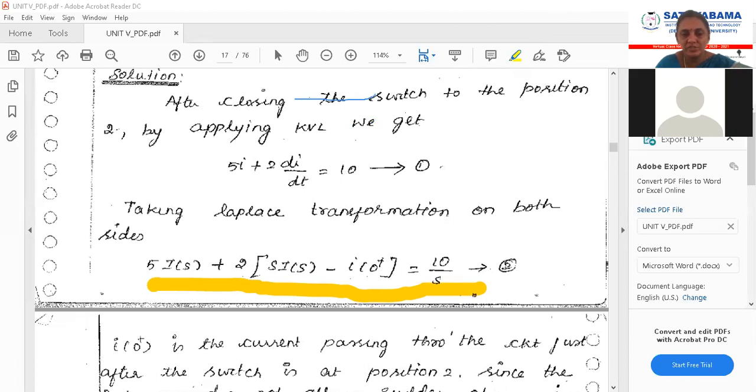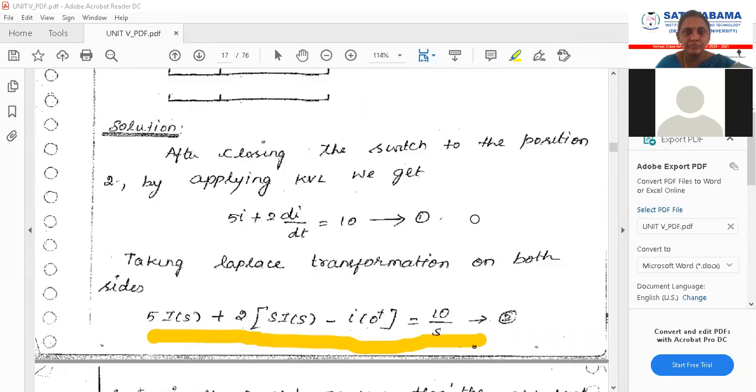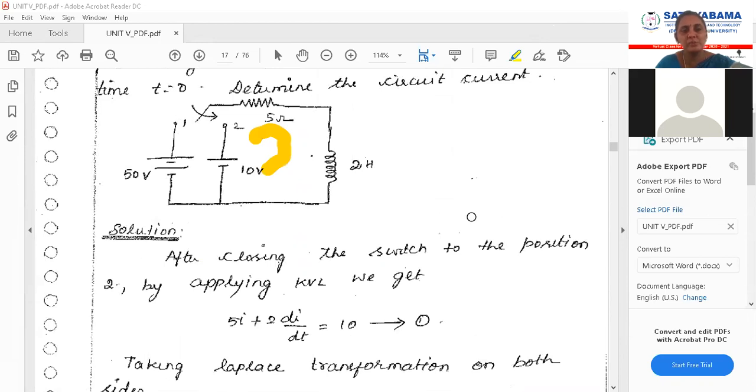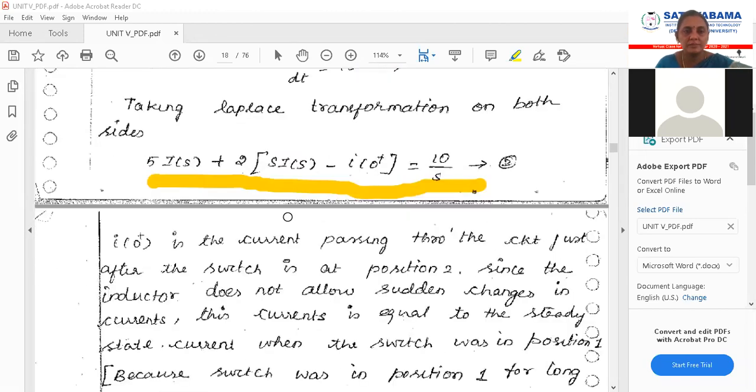I will give you the chat. How to calculate I of 0 plus, you tell me. The chat is open, just post there. I will show you the circuit. What is I of 0 plus? I of 0 plus is calculated when the switch is in position 1. Now tell me what is the value for I of 0 plus. I am waiting for your answers. What is the value for I of 0 plus?